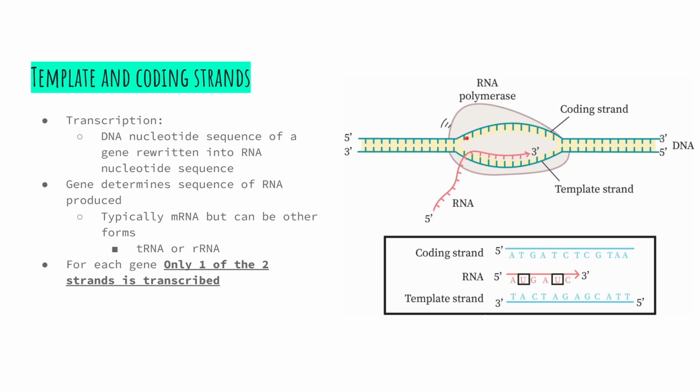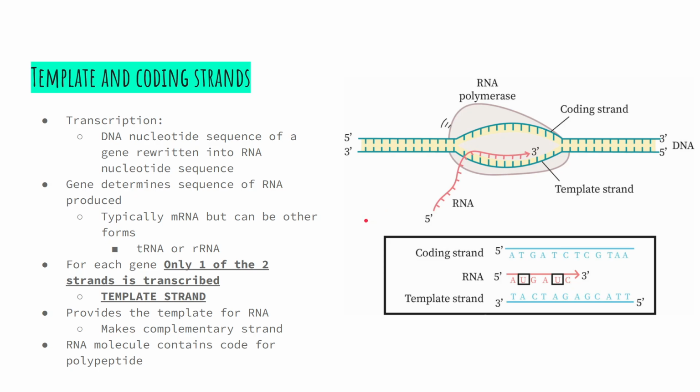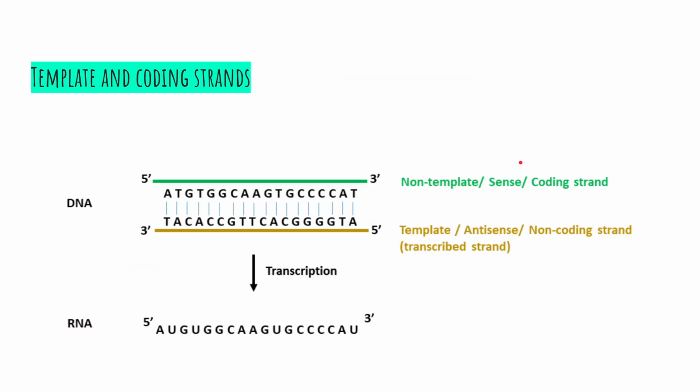And so whilst the coding strand does not directly have anything to do with the RNA, the coding strand, which we can see in this bottom image, does appear to be the exact same as the RNA, except for the replacement of the thymine with uracil, whereas the template strand is the complementary base pairs that would attach to it. So the RNA molecule contains the code for the polypeptide. This polypeptide is what leads us to our proteins.